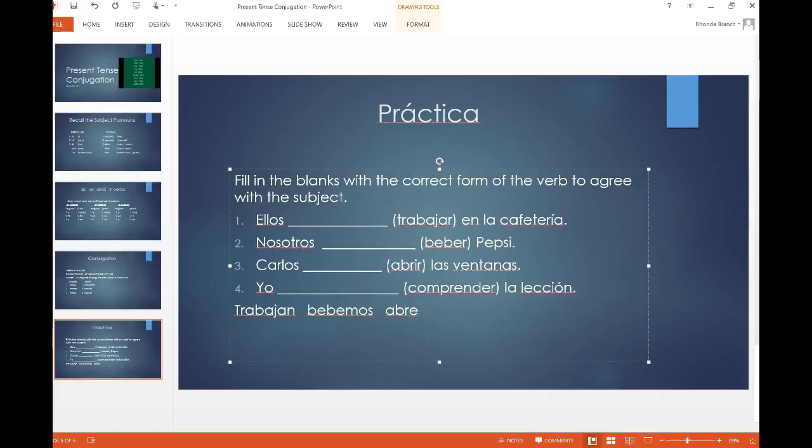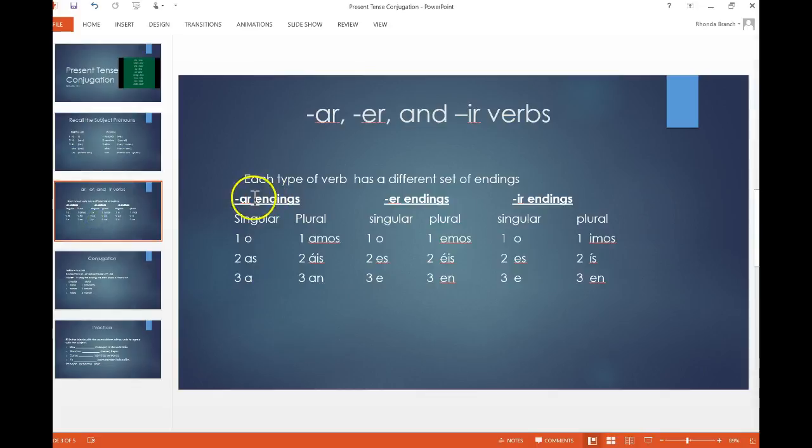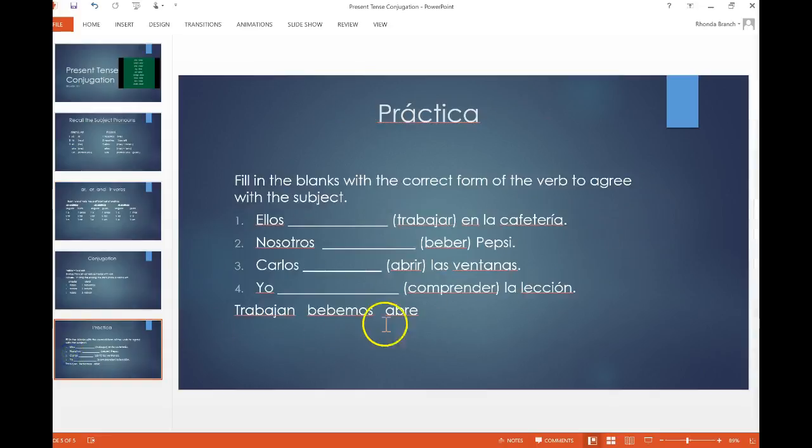Okay, and the very last one, yo comprender la lección. I understand the lesson. For yo, these are the easier ones in the present tense. If it's just a simple present tense, it's pretty simple. The reason why I say that is because yo is first person singular, right? And if you notice, for AR, ER, and IR, in the first person singular slot, it's simply an O. And it doesn't matter what kind of verb it is. It's an O for each one of them. You're simply going to have an O on the end. Comprendo. Yo comprendo la lección.